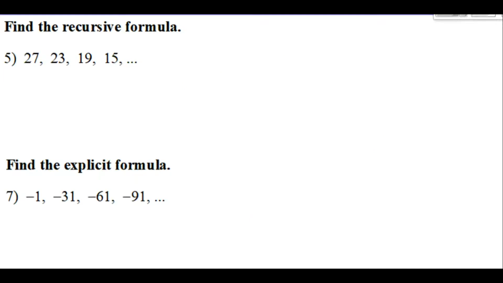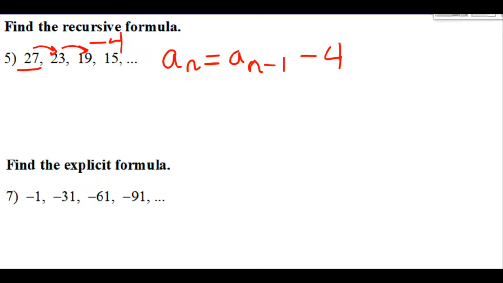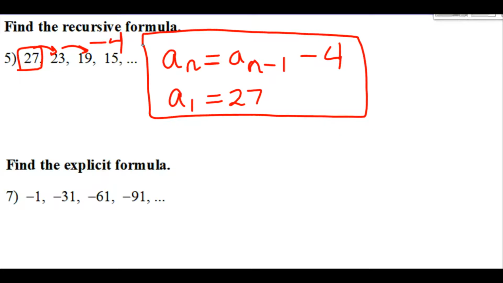Find the recursive formula. So a recursive formula has 2 parts. It has the formula, which everybody knows is important, but you also have to pay attention to where we start. So when we look at these terms, we can see that we're subtracting 4. And so basically, the important part, the recursive part, says to get to the nth term, you just take whatever's right in front of it, the n minus 1 term, and subtract 4. And don't forget, you also have to pay attention to where we start. And so we would say A1 equals 27. You need both of those equations to have a good answer.